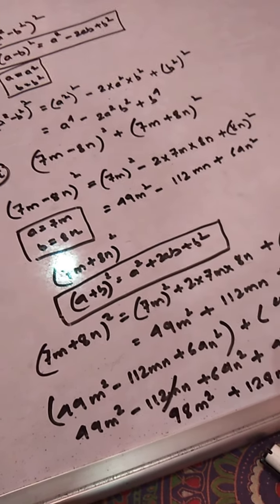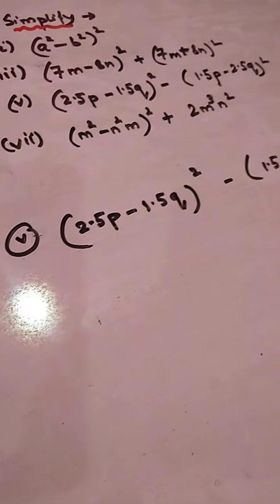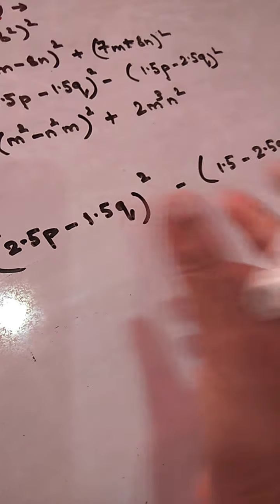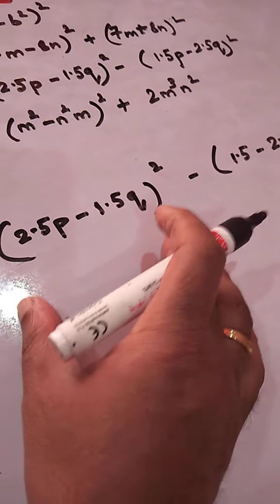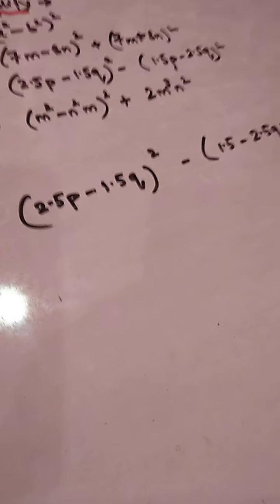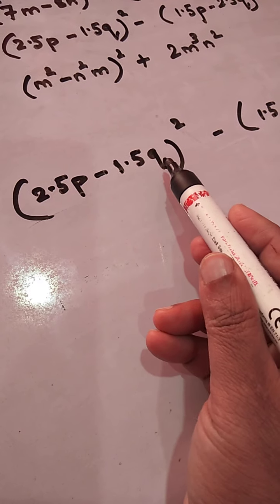Okay, students, so let's move on to sum number 5. So this is sum number 5. Now this time I will not perform individually. I will go together only. Okay, simultaneously I will solve this too. So the first expression given is (2.5p minus 1.5q) whole square.